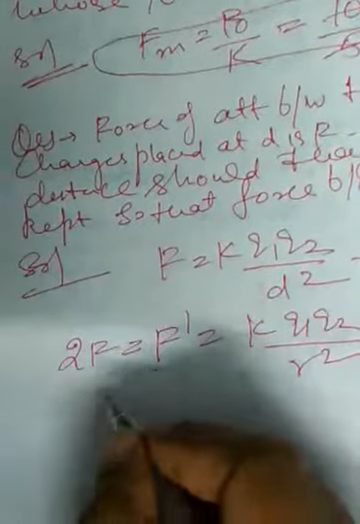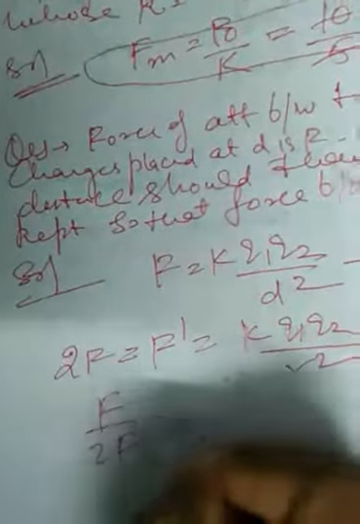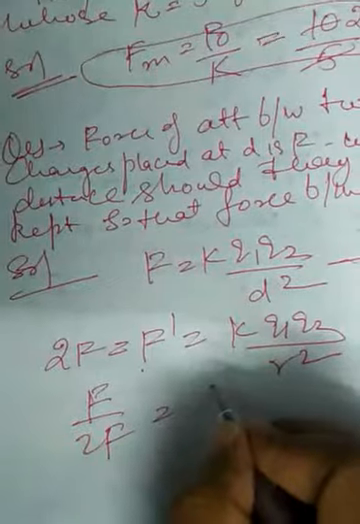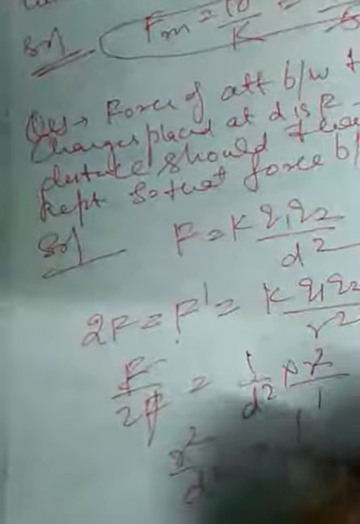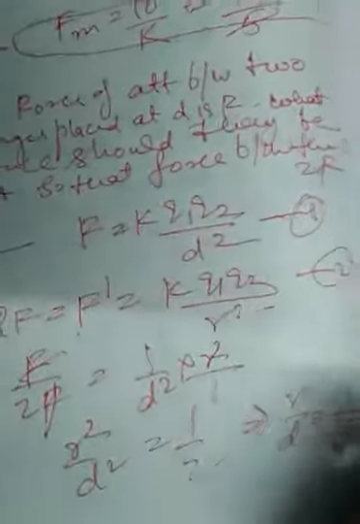Call this equation 1, call this equation 2. We have to find the relation. So F upon 2F is equal to 1 upon D square into R square upon 1. So F gets cancelled, R square upon D square is equal to 1 by 2, which implies R by D is equal to 1 by root 2, or R is equal to D by root 2. So that means the distance will be changed by this factor.